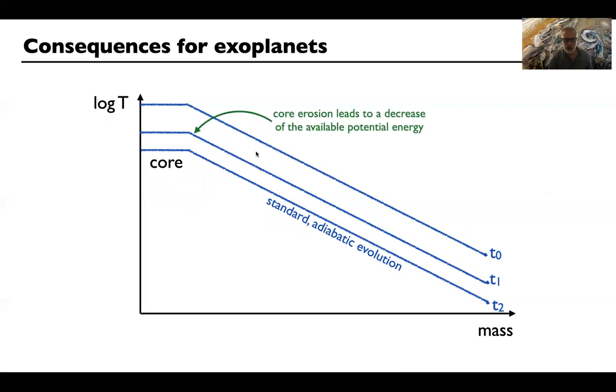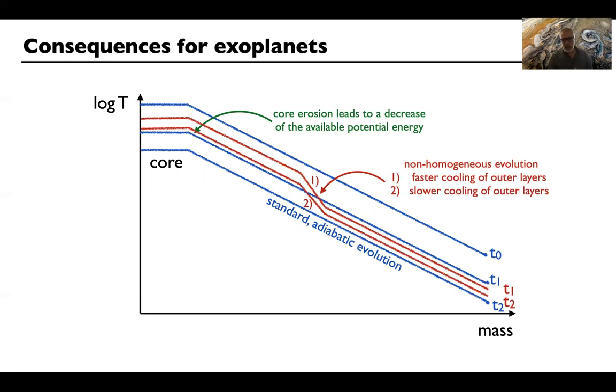We have core erosion that leads to a decrease of the available potential energy. So it means that you're taking this potential energy to mix the heavy elements, the core or anything. And so the end result is that you have less luminosity and so a lower temperature for a given time. So generally, you will have a faster evolution with that.